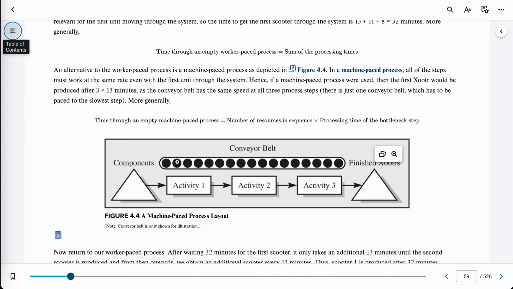So essentially, because of each of these conveyor belts, the rate of the movement of the conveyor belt is based on the bottleneck process, and we know that the bottleneck process is activity 1. The zooter will take about 13 times 3, because there are 3 activities, because the conveyor belt will be moving at a rate of 1 over 13 per hour. So that's essentially what we'll have, right? Now, this is the machine-based process.